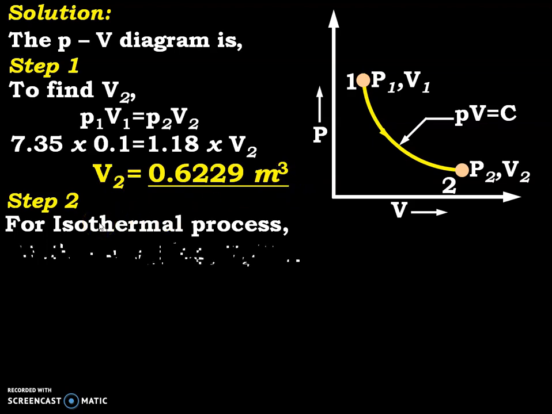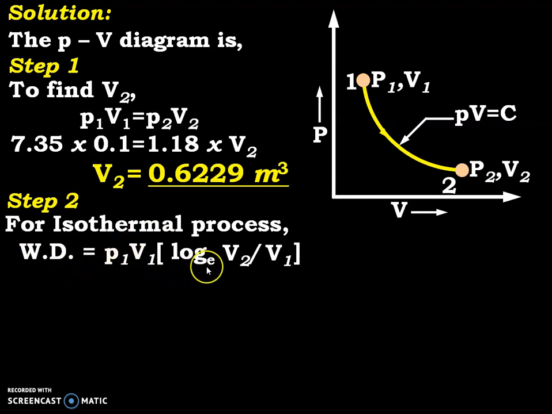What is step 2? For step 2 we have to find the work done. And the work done equation is P1 V1 ln, that is log to the base e, V2 by V1. Now in this case, they have given us P1 and V1, and V2 we have calculated, so we can use this equation. If they had given us the T1 and R value, then we could put here MRT1 ln V2 by V1. So that is why a number of equations are possible for the work done.